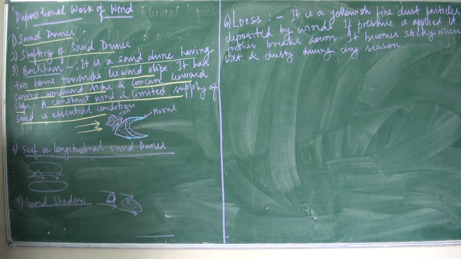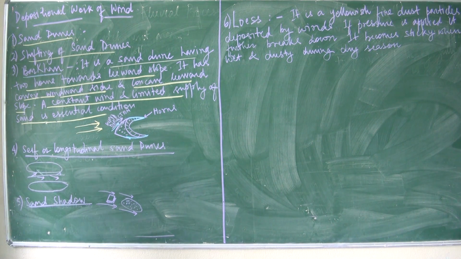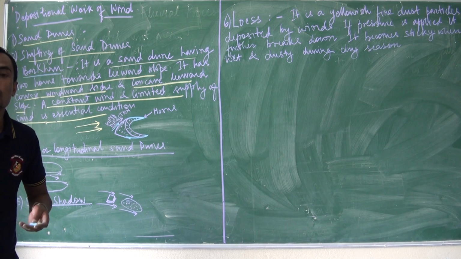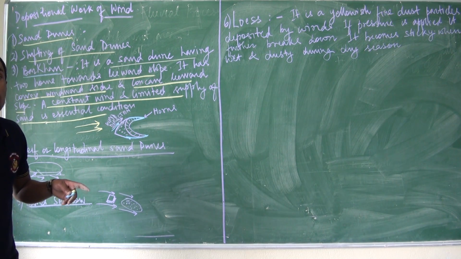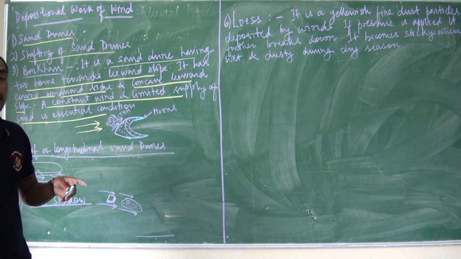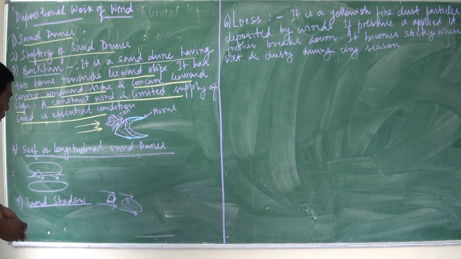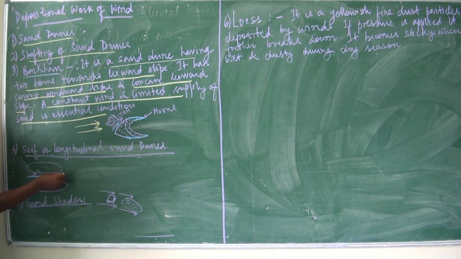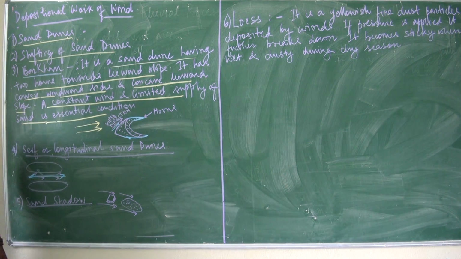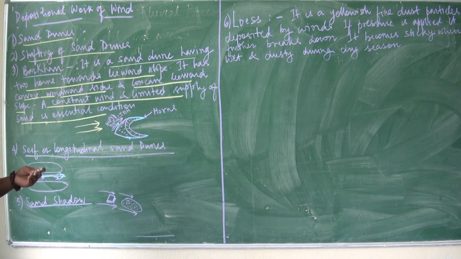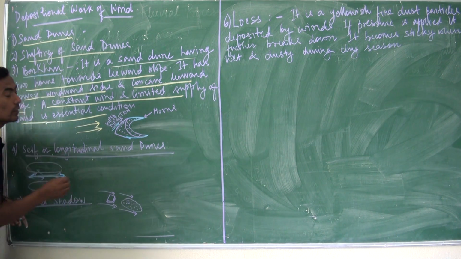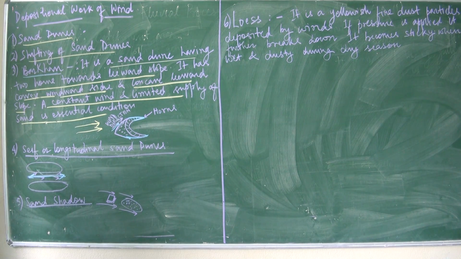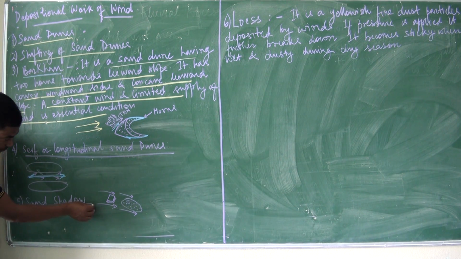Next, sheaf or longitudinal sand dunes. Sheaf or longitudinal sand dunes means those sand dunes which are formed parallel to the direction of the wind. It means that when the wind blows in between two depositions of sand dunes, and blows parallel to the direction of these sand dunes, those sand dunes are called longitudinal sand dunes.